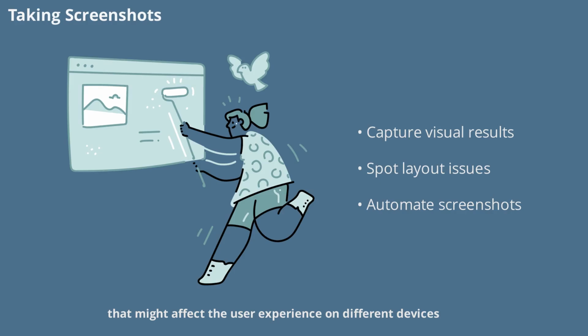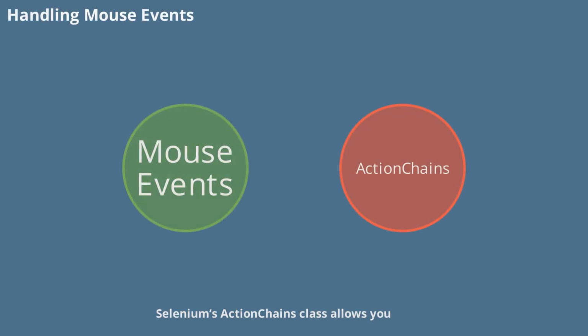different devices. Selenium's Action Chains class allows you to simulate mouse actions like clicking, double-clicking, right-clicking, dragging, and dropping. By chaining these actions, you can replicate complex user interactions, ensuring your tests cover real-world scenarios.